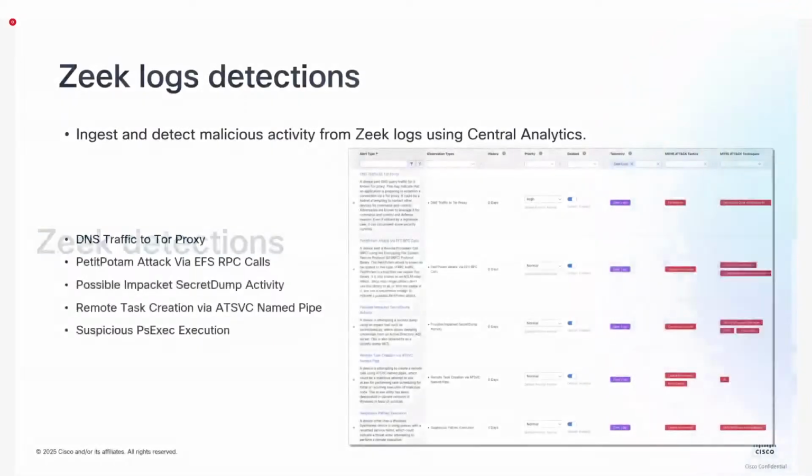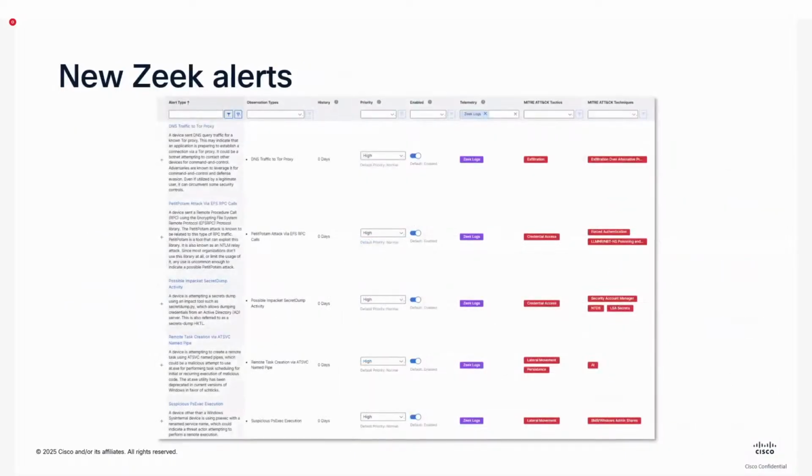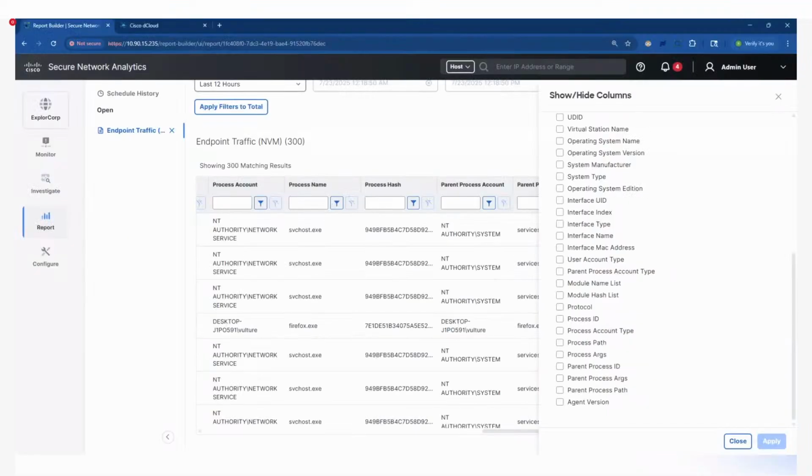So what are we bringing for Zeek detections? Well, in version 7.5.2, we've got 5 new detections coming into Zeek. Again, we expose these through Central Analytics, and we'll take a look at that in just a minute. You can see the 5 names down here, and here you can see a little bit closer look at them as to how this looks in the UI, and I'll show you that in just a second.